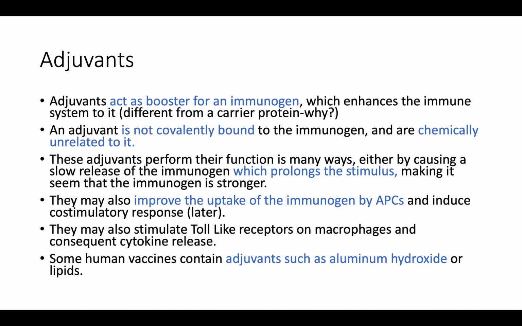So adjuvants are something additional to what we have discussed so far. They are boosters for immunity. It's a substance that can enhance the immune response against an immunogen. It is not covalently bound to the immunogen, and it is chemically unrelated to it. How do adjuvants perform their function? They prolong the stimulus made by this protein, or whatever you're trying to have an immune response to. For example, you add aluminum hydroxide or lipids to a certain vaccine, and they recruit a lot more APCs and a lot more immune players, so you induce a higher immune response and a larger reaction against the vaccine you are trying to produce. That's what an adjuvant is.